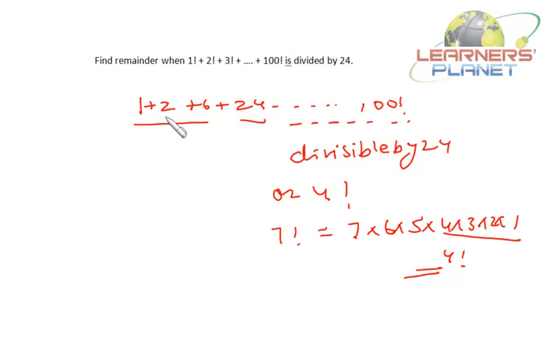So we are left with 1 plus 2 plus 6. That is 6, 7, 8 and 1, 9. So the remainder will be 9 only. Okay friends.